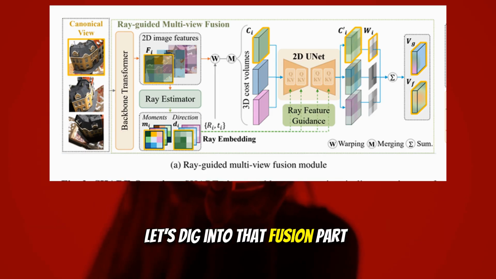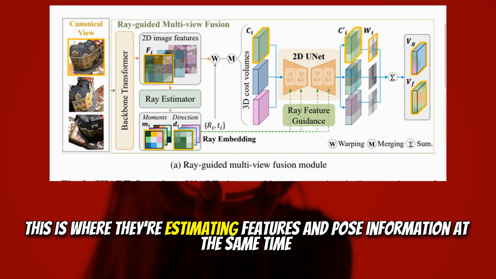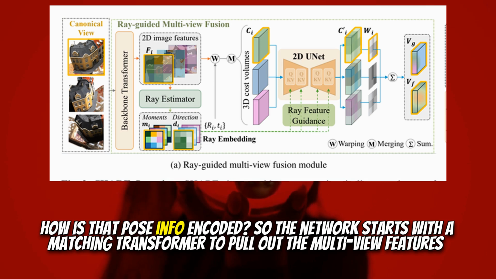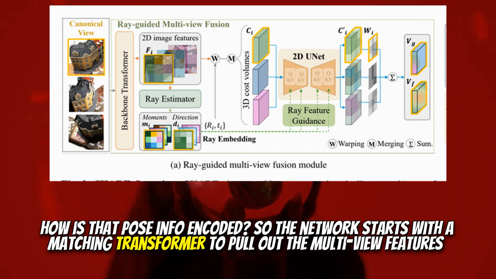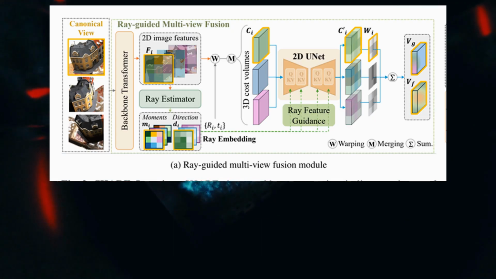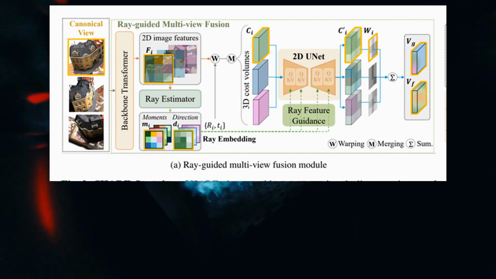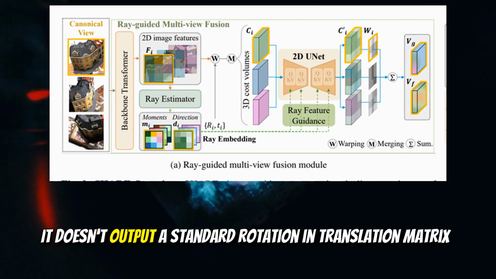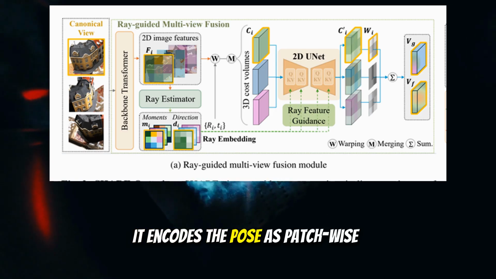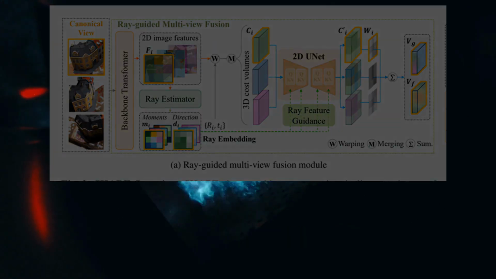Let's dig into that fusion part. This is where they're estimating features and pose information at the same time. How is that pose info encoded? So the network starts with a matching transformer to pull out the multi-view features, let's call them FI, but at the same time, another lightweight transformer is estimating the camera poses. And here's the trick. It doesn't output a standard rotation and translation matrix. It encodes the pose as patchwise Plücker rays.